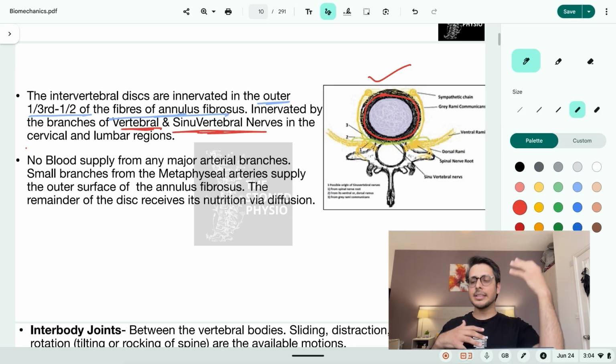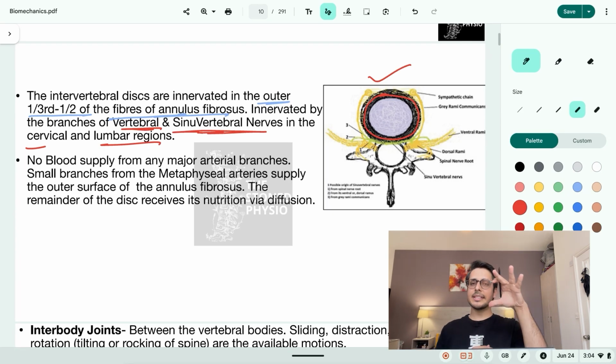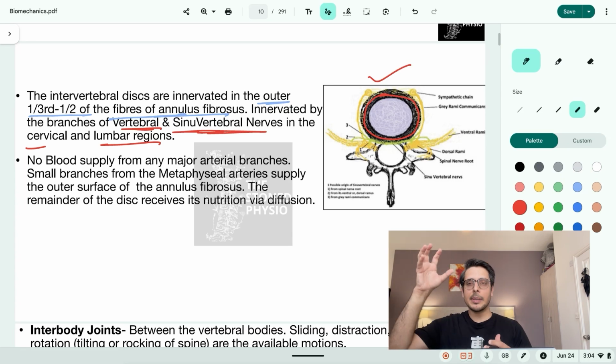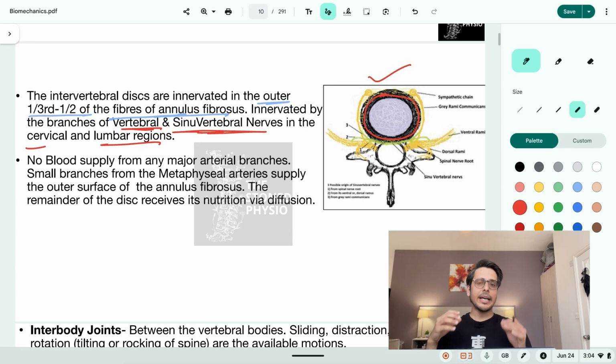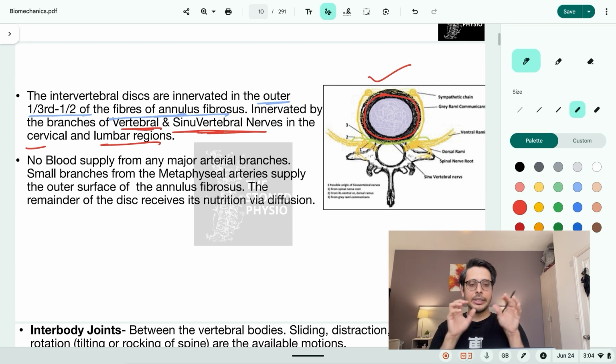And that too just in the cervical and the lumbar region. What we get to see in the thoracic spine, there is not much innervation. Most of the nerve innervation is either in the cervical part or in the lumbar region, and that too just in the annulus fibrosus, and that also just one third to half of that. The nucleus pulposus has not got any innervation at all.